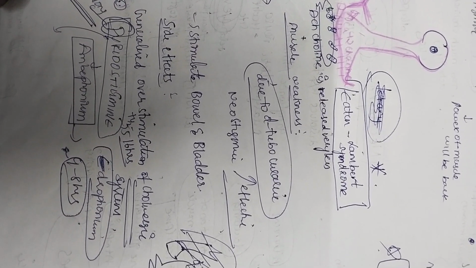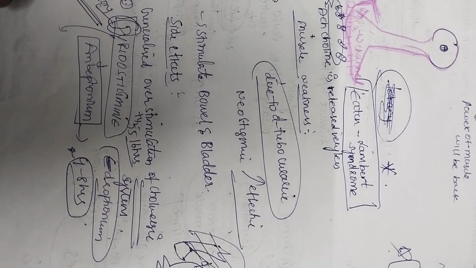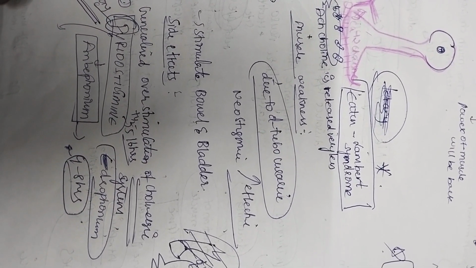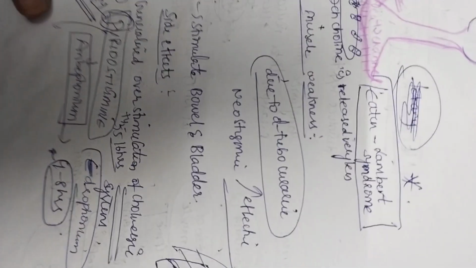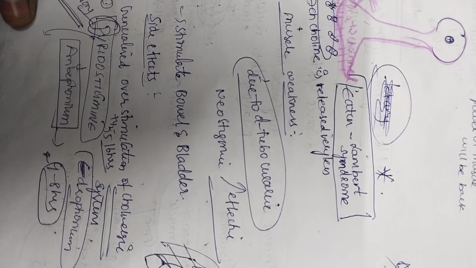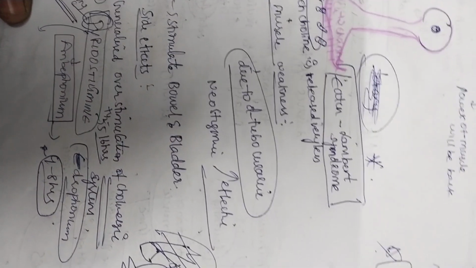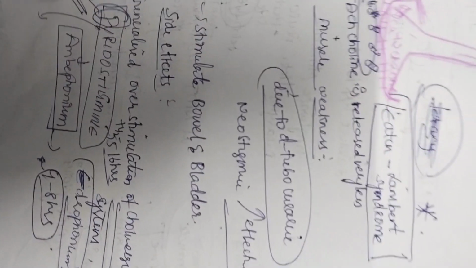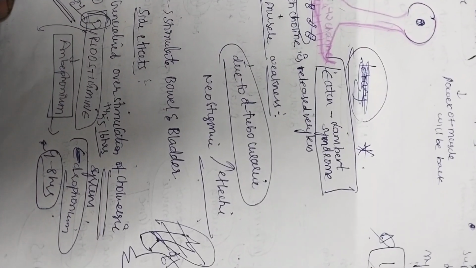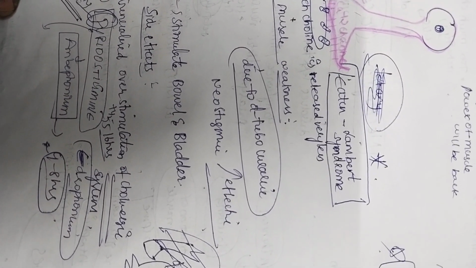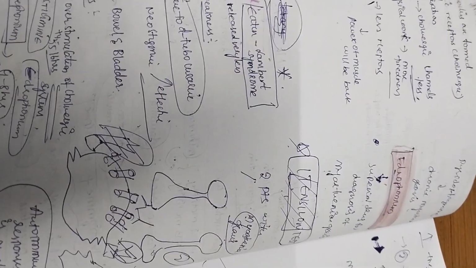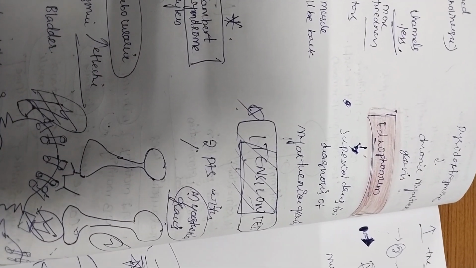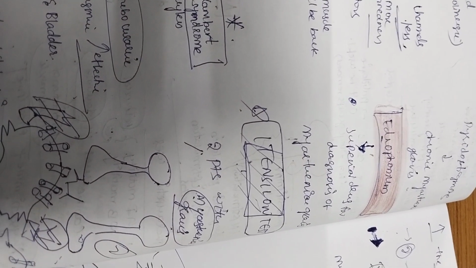And edrophonium, these will excessively stimulate the cholinergic system, so we can use these. If we use long-acting ones, there will be prolonged diarrhea and prolonged urination. These are side effects, meaning they stimulate the bowel and bladder, and the patient will excessively urinate and excessively pass bowels. So this should not be given in acute cases. Pyridostigmine, we can give in chronic myasthenia gravis.